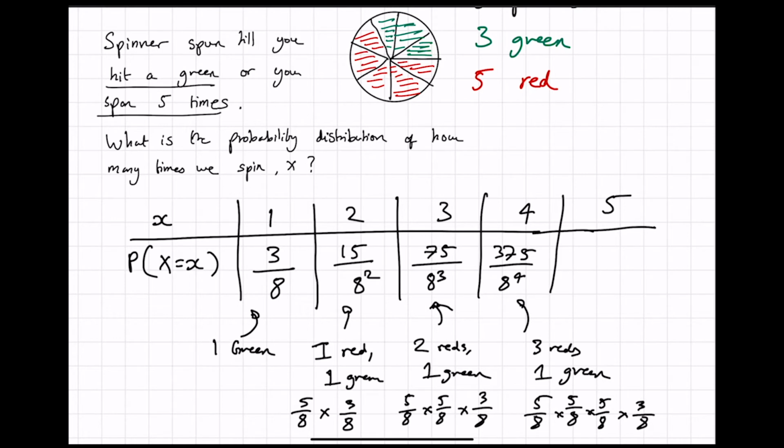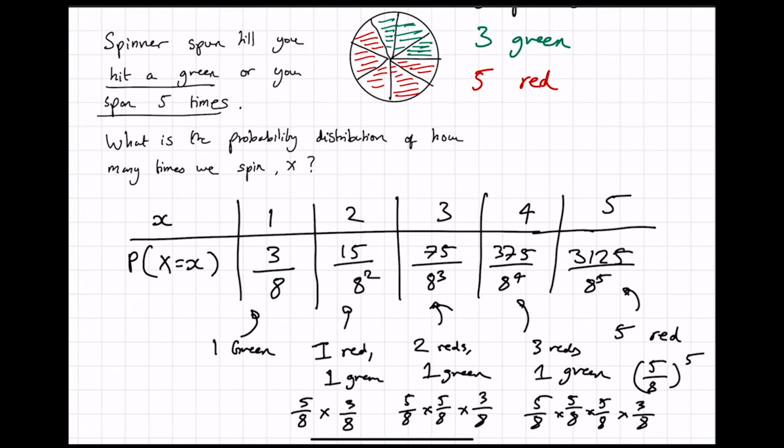And then finally, how can we have this as being 5? Well, that means all 5 are going to be reds. So how can we get 5 reds? Well, that's if I have 5 over 8 and I do that 5 times. So what's that going to be equal to? That's 5 times 5 times 5 is 125, times 5 is 625, times that by 5. So let's just put that into our calculator. So that's 3,125 over whatever 8 to the power 5 is.